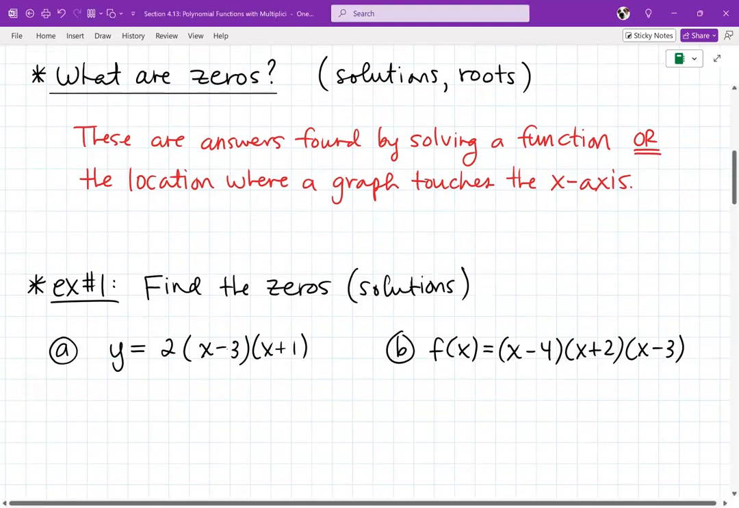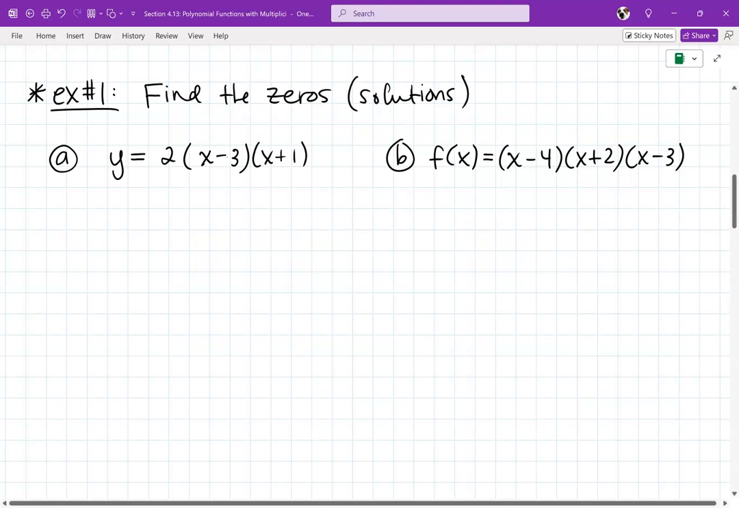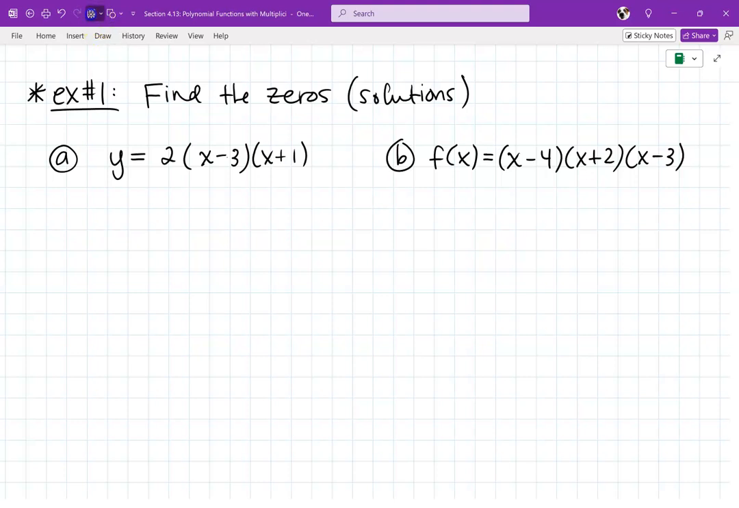But first, let's do the manual ones without pictures. I think we have 3 examples total. For example number 1, I said find the zeros, find the solution. You're supposed to have a function and factor it. Notice this is already factored. Both of them are pre-factored. Then you're supposed to set them equal to 0. So this is your next part right here.